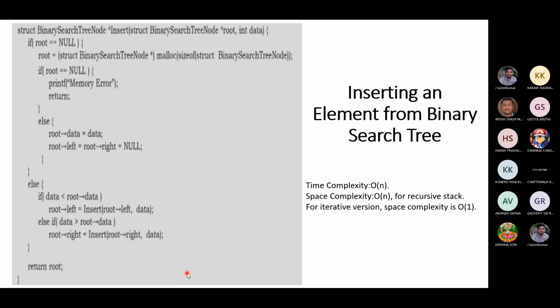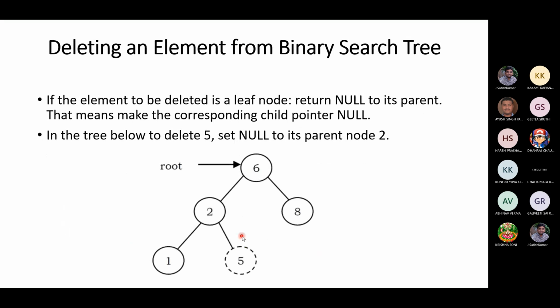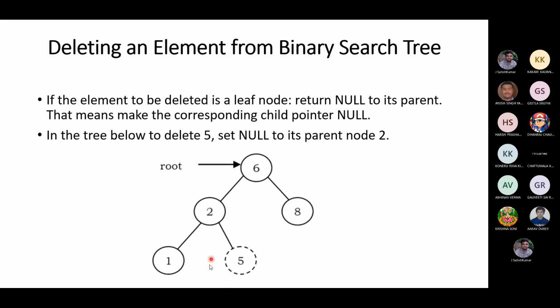You go through it. Likewise, for deleting a node, you need to consider 3 cases: how to delete a leaf node, how to delete a node with exactly one child, and how to delete a node with 2 children. If it is a leaf node, you simply delete it. There is no problem. Make the parent's right child null.